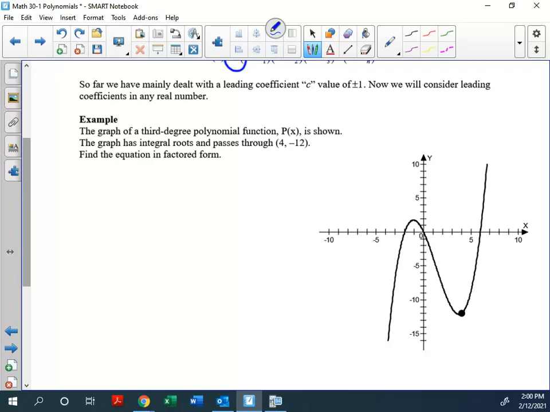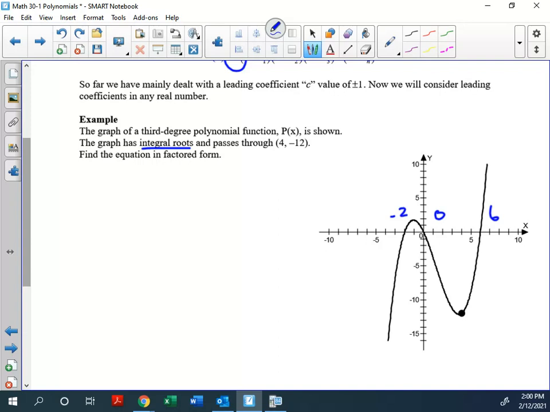So the first thing I want to address is this word, integral roots. All it's saying is the roots are integers. Okay, we're not decimalizing these. We're not trying to trick you. We're telling you those are integers. It's exactly at negative 2, 0, and 6. It's not slightly off. They're integers.